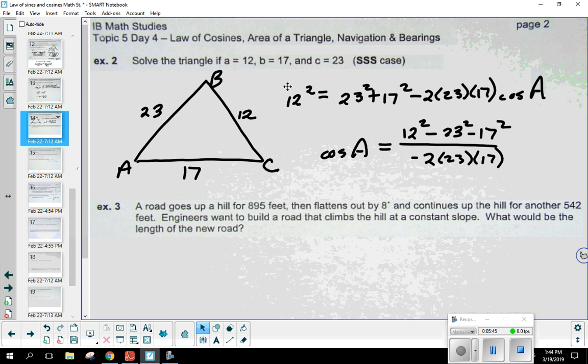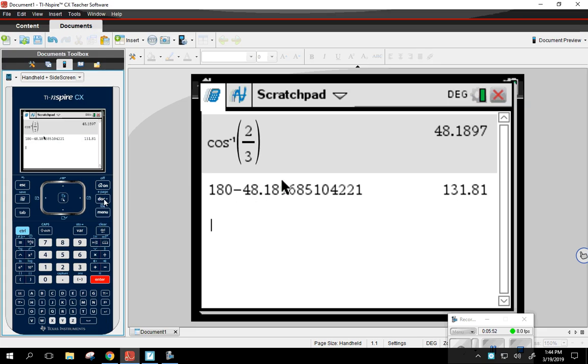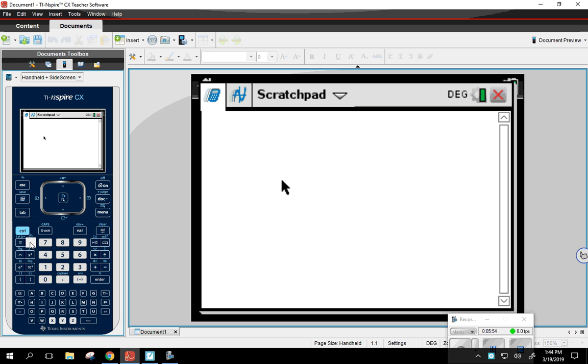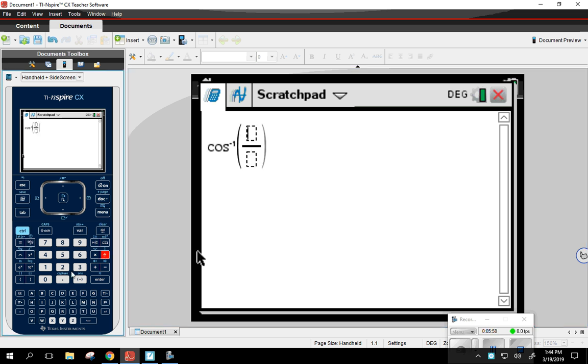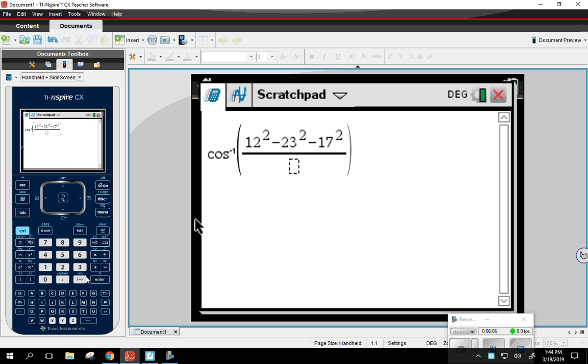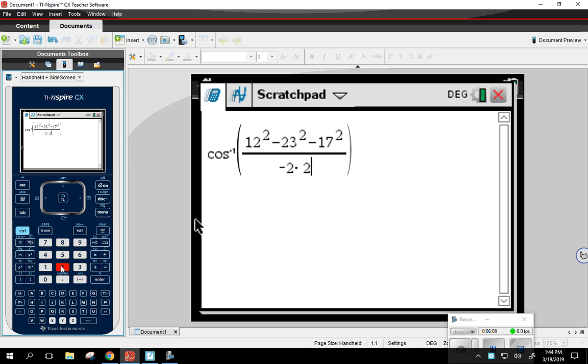Let's see what we got here. I'm going to go ahead and just plug it all together. So let's get rid of that, document B. I'm just going to type everything into cosine inverse, control divide. So we had 12 squared minus 23 squared minus 17 squared all over negative 2 times 23 times 17. All right. So we won't know what the actual ratio is, and it doesn't matter.